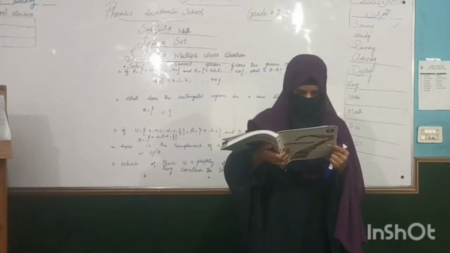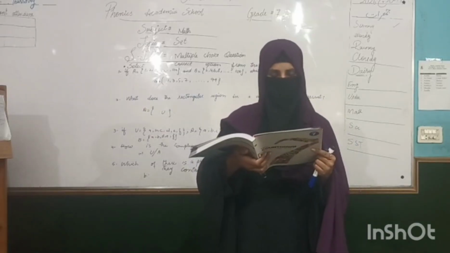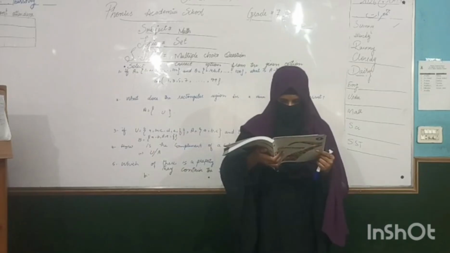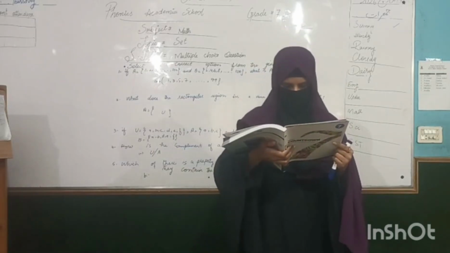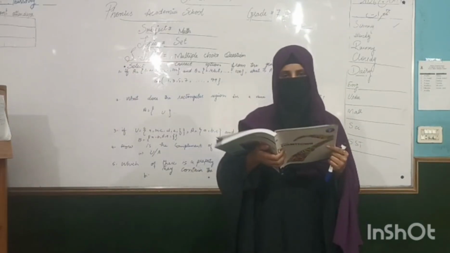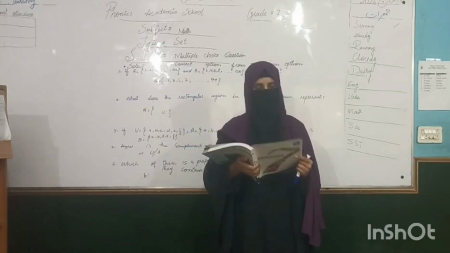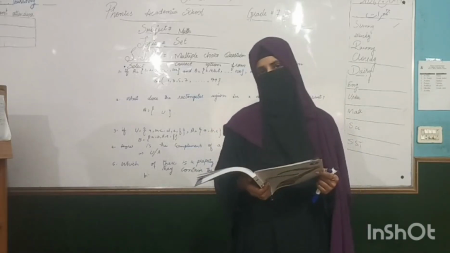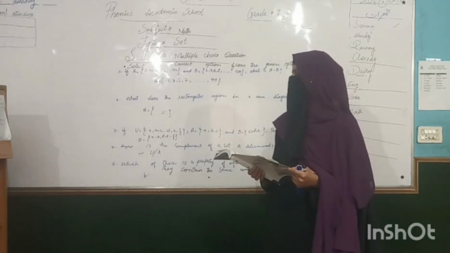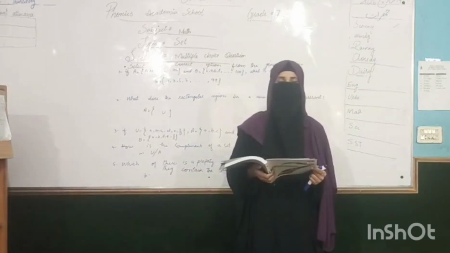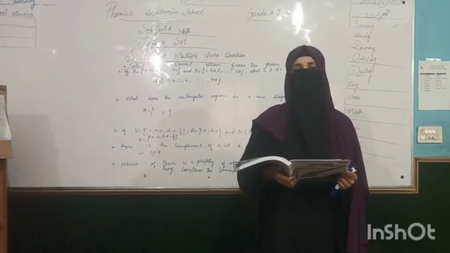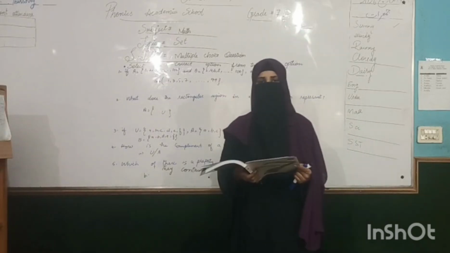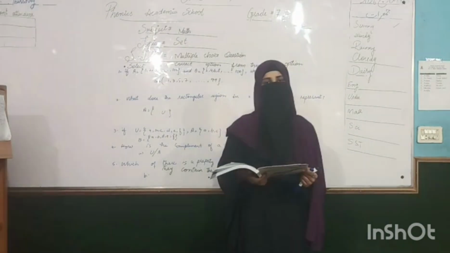Then, if U is equal to A, B, C, D, E, F, and A is equal to A, B, C, and B is equal to C, D, E, they ask for A complement union B complement. Firstly you take the complement of set A, then you take the complement of set B. U minus A, U minus B. When you have taken A complement and B complement, then you take the union of these sets.